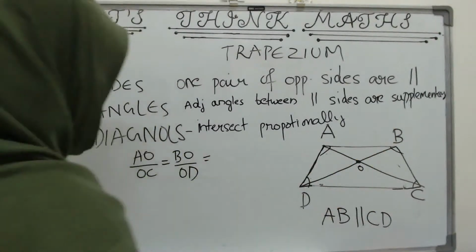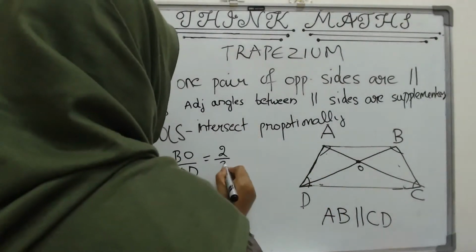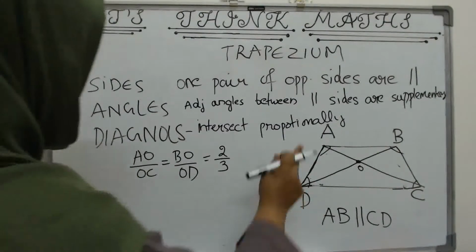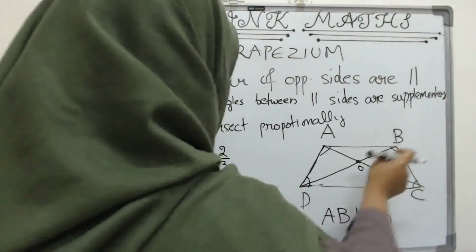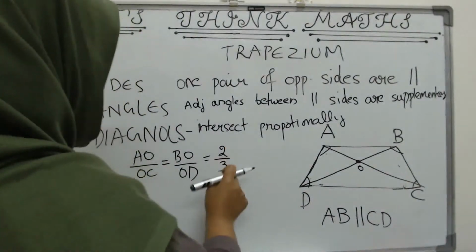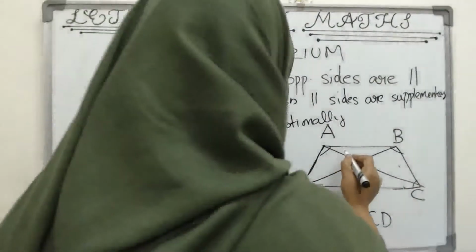And let me take an example and tell you. Suppose the ratio is 2 by 3. That means if you divide AO by OC or BO by OD, you should get 2 by 3. This isn't just an example. Let me show you how that works out.